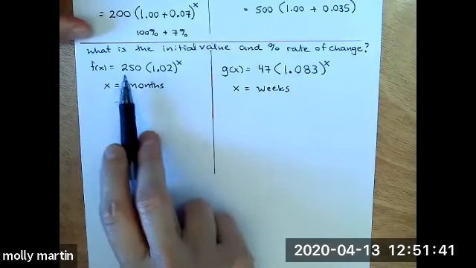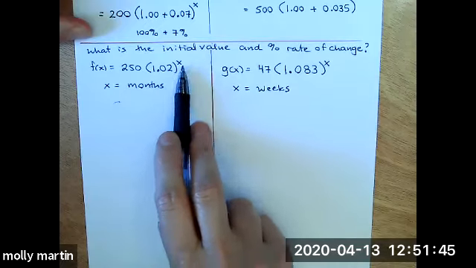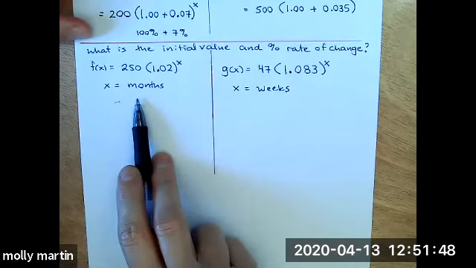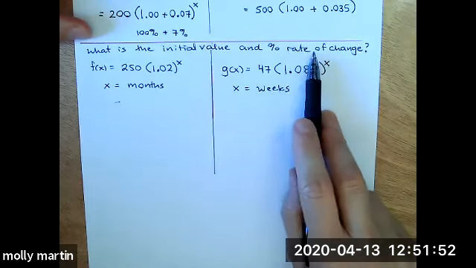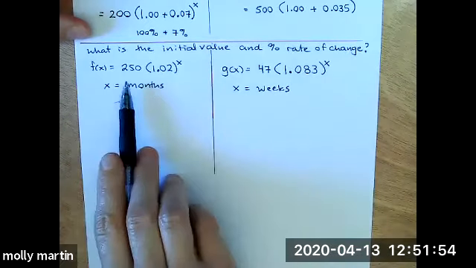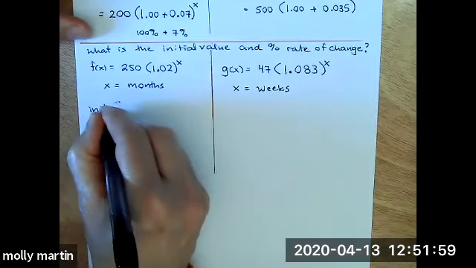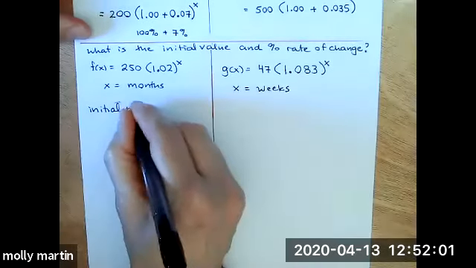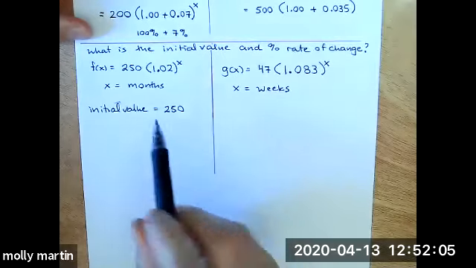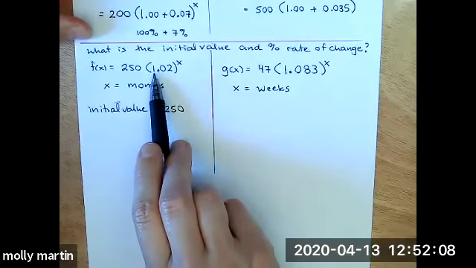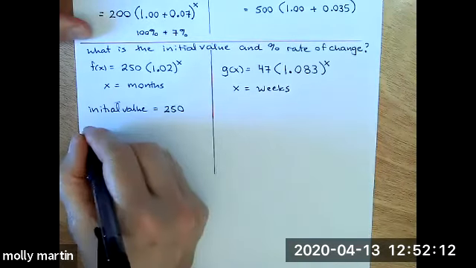If f of x is 250 times 1.02 to the x, where x represents the number of months, what is the initial value and the percent rate of change? The initial value is 250. And this function is increasing by 2% per month.